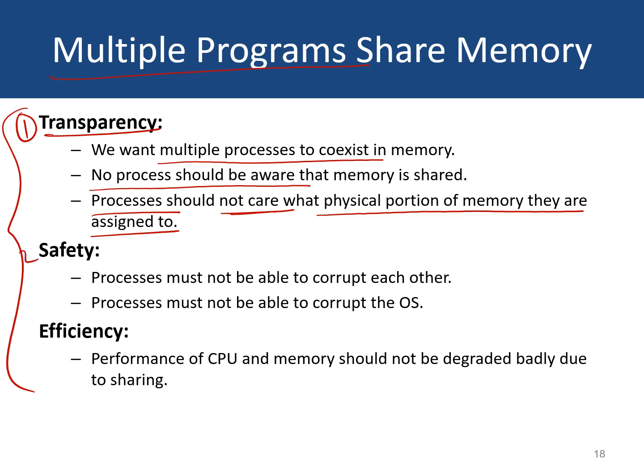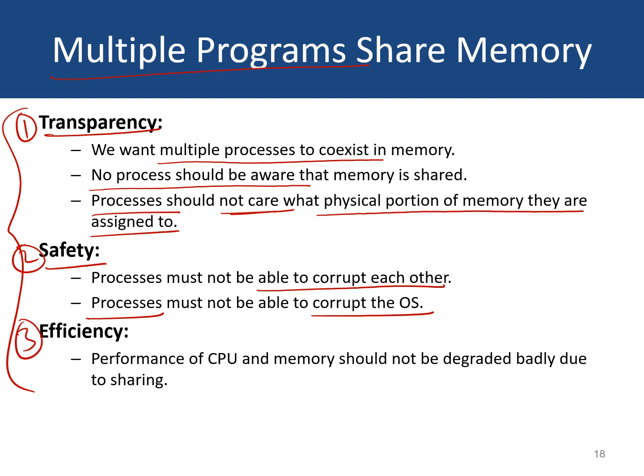The second important desirable property from our memory systems is safety. Safety basically means that the executing processes that are coexisting in the main memory should not be able to corrupt each other's data. So one process should not be able to access or modify memory addresses in some other process's memory address space. The safety property also means that the executing processes must not be able to corrupt the operating system.